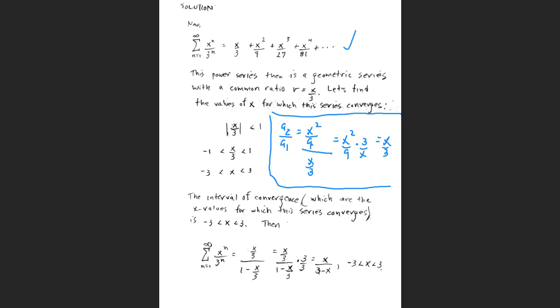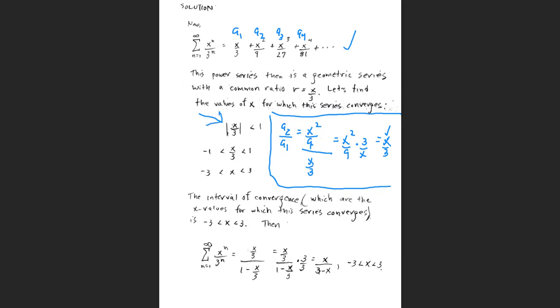And if we were to take the third term and divide it by the second term, we would also get x over 3. So there's a common ratio of x over 3. But let's remember, a geometric series only converges when the absolute value of the common ratio is less than 1.